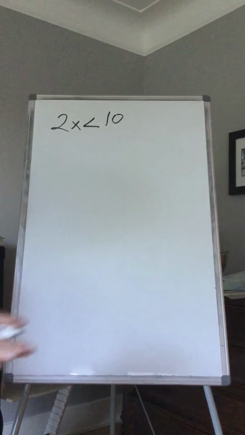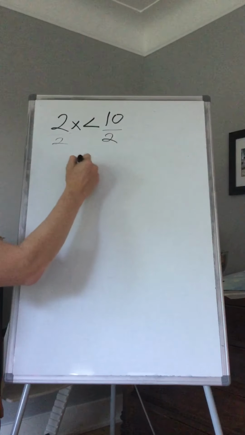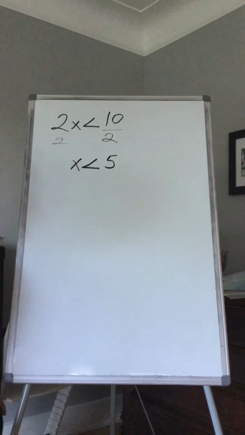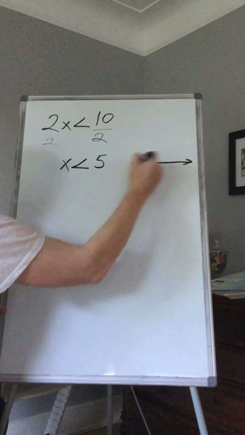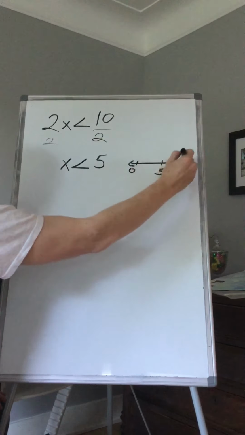Okay, it's the same scenario as equations. We're going to divide both sides by 2, and x needs to be less than 5. Okay, then you probably graphed this last year. You did them on number lines. We got 5, 0, 10.